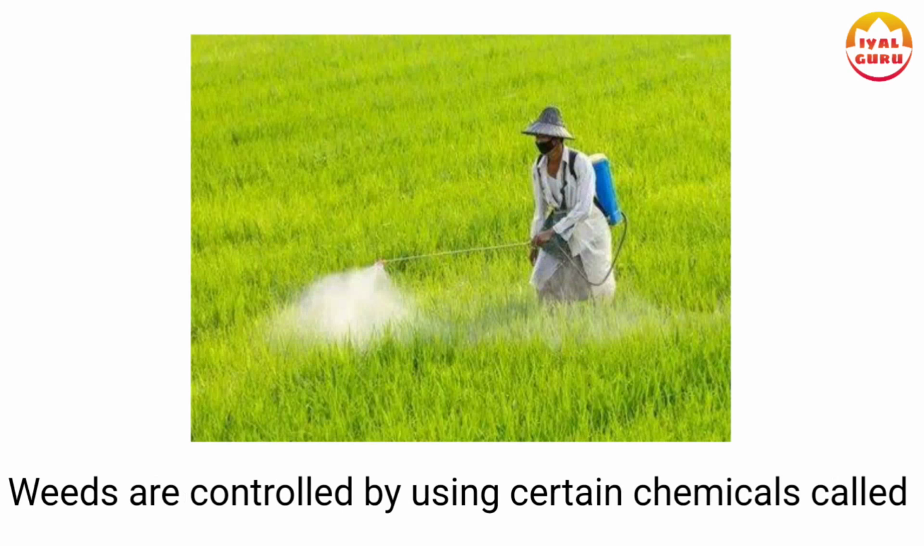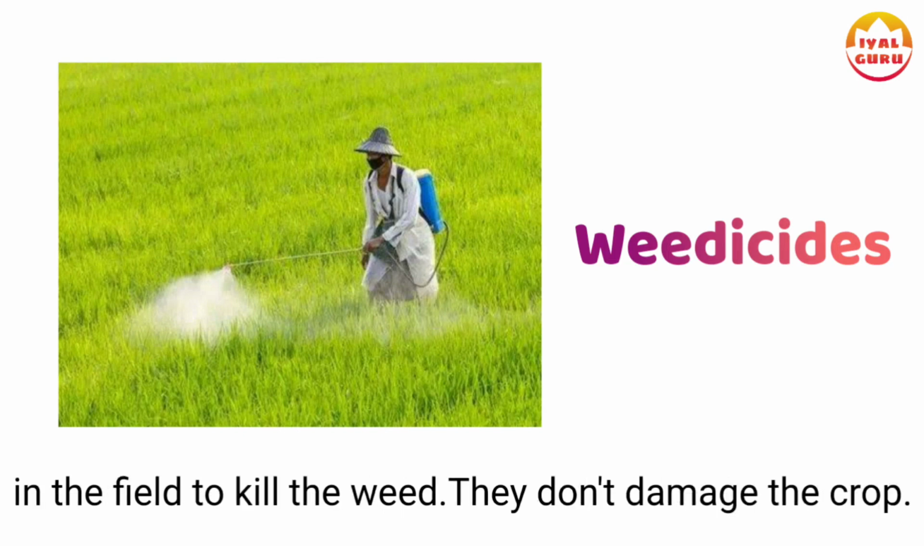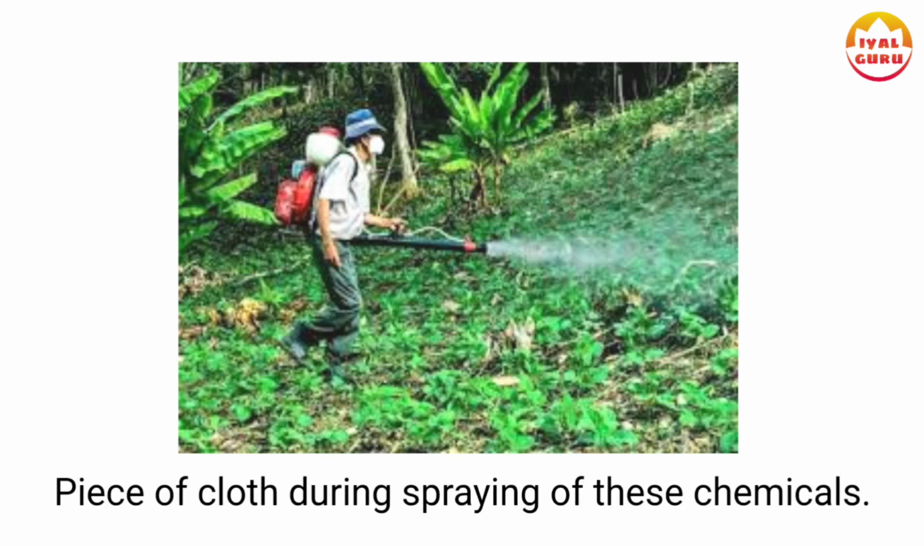Weeds are controlled by using certain chemicals called weedicides. These are diluted with water and sprayed in the field to kill the weeds. They do not damage the crop. For safety, farmers should cover their nose and mouth with a piece of cloth during spraying of these chemicals.